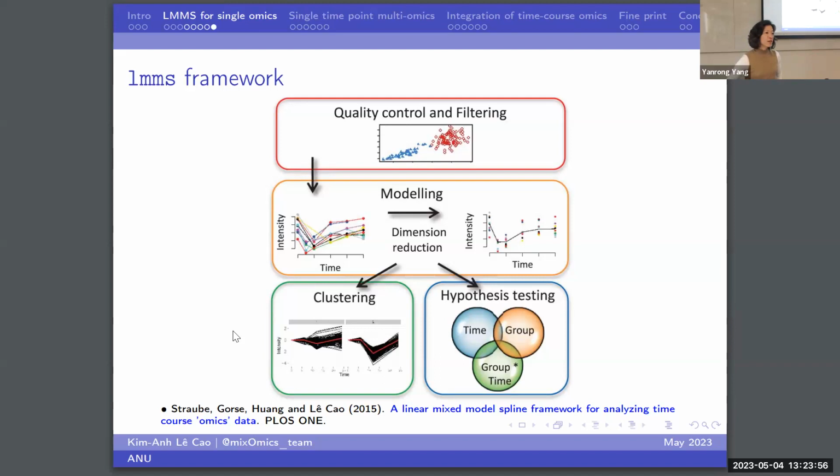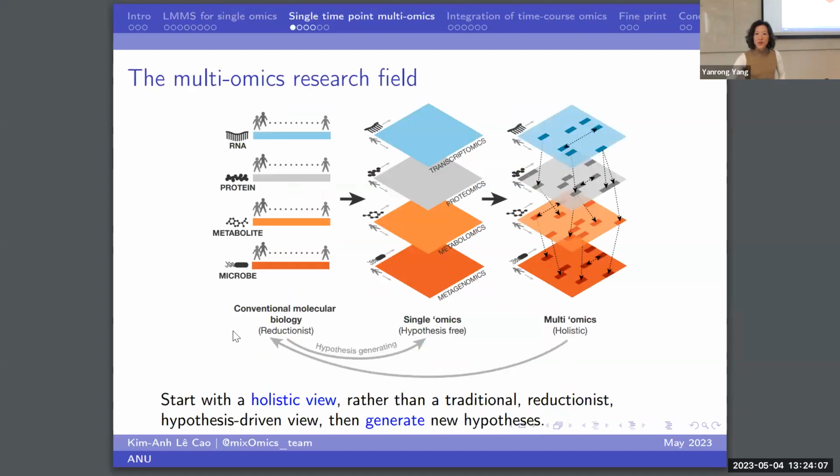So just to summarize, I just talked about basically fitting a linear mixed model for time course or for longitudinal data. Now I want to move to the multi-omics side of things at a single time point, because before we can go to the integration of multi-omics across time, I have to explain to you how we do this part here. And again, it's a lot about dimension reduction using multivariate methods.